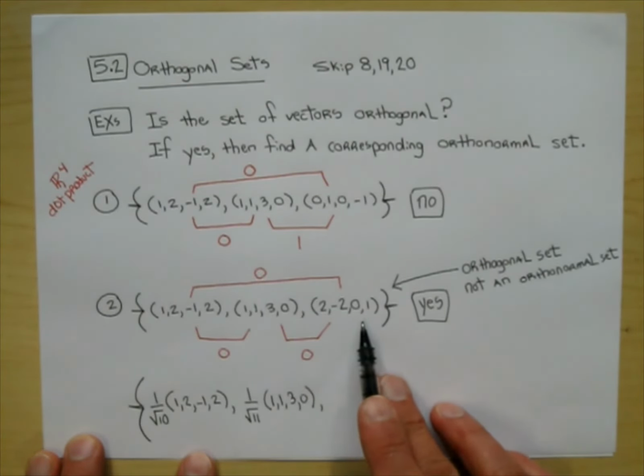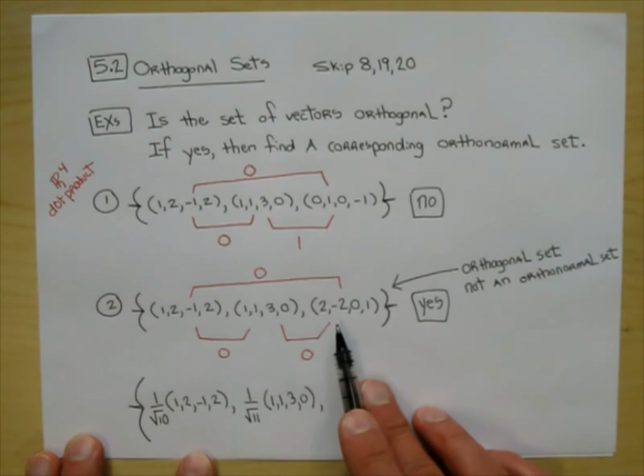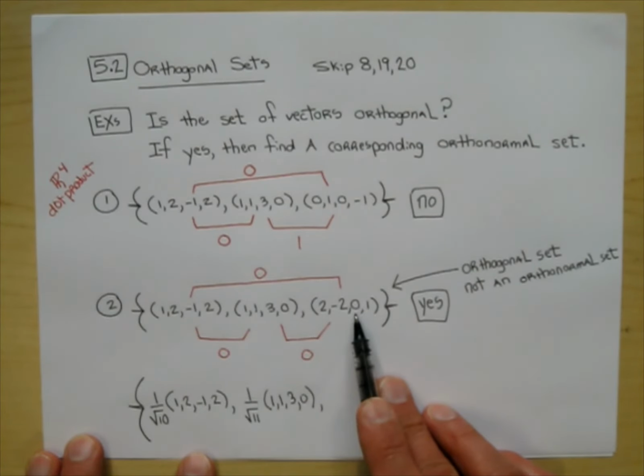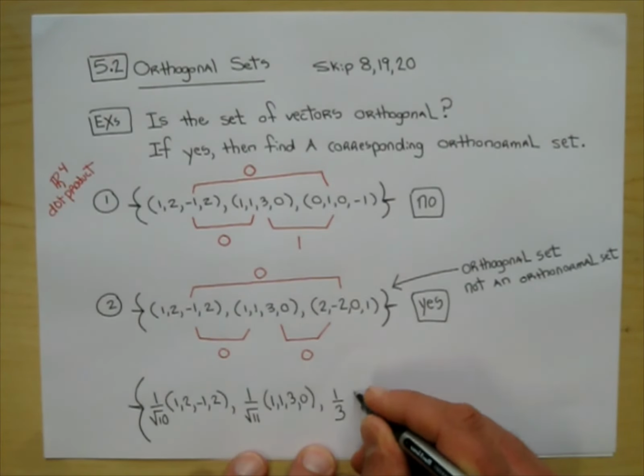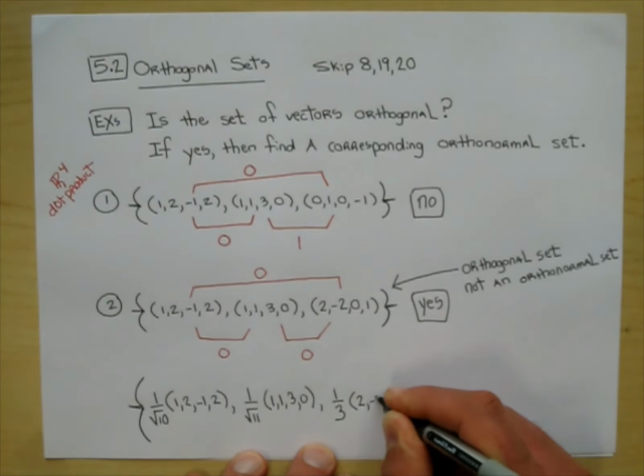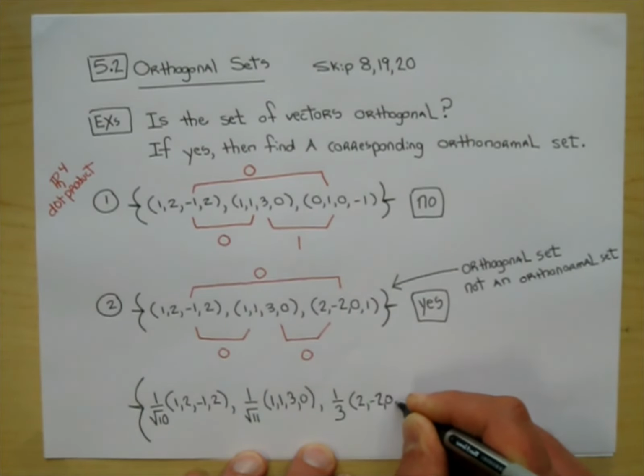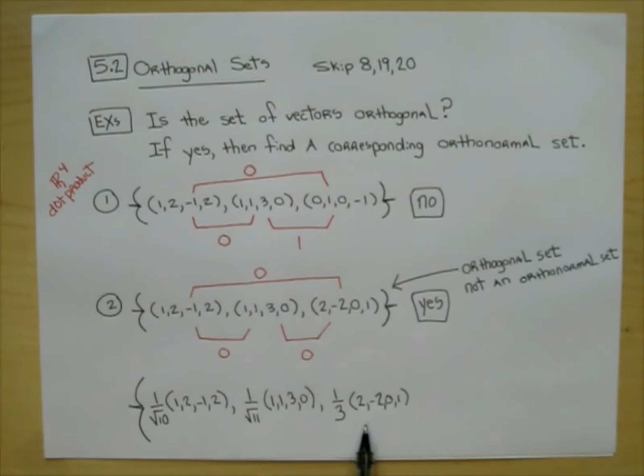And then the last one here, it has length, let's see, 4 plus 4, that's 8, plus 0 plus 1, that's 9. So it doesn't have length 9, it has length square root 9. But square root 9 is 3, so this vector has length 3. So I'm going to go 1 over 3 times this vector, 2, negative 2, 0, 1. And now this vector here has length 1.